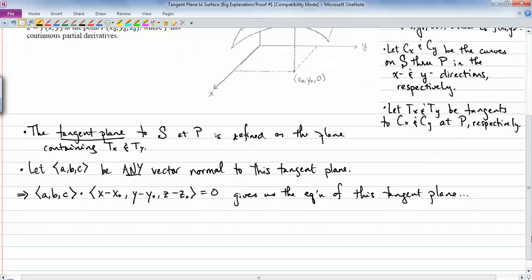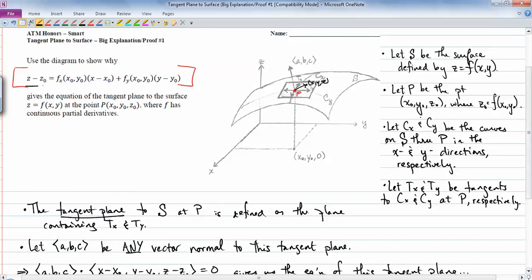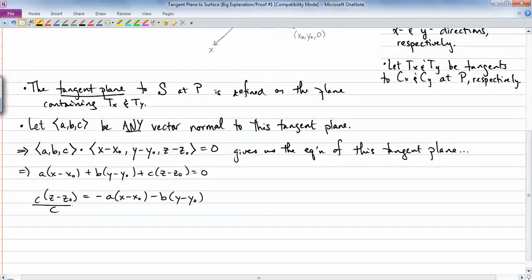So let's multiply that out. We get a(x minus x naught) plus b(y minus y naught) plus c(z minus z naught) equals 0. Then I'll rearrange it a little bit. So c(z minus z naught) equals negative a(x minus x naught) minus b(y minus y naught). Notice the equation we're given has just z minus z naught by itself, so I'm going to divide both sides by c and end up with z minus z naught equals negative a over c (x minus x naught) minus b over c (y minus y naught). Okay, so we're up to there now.